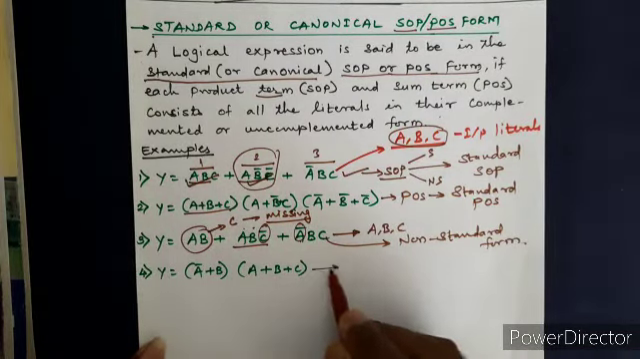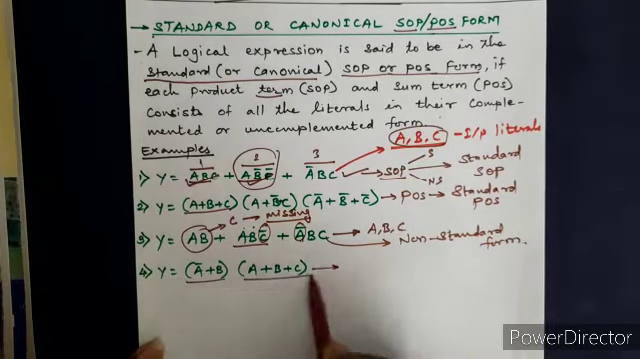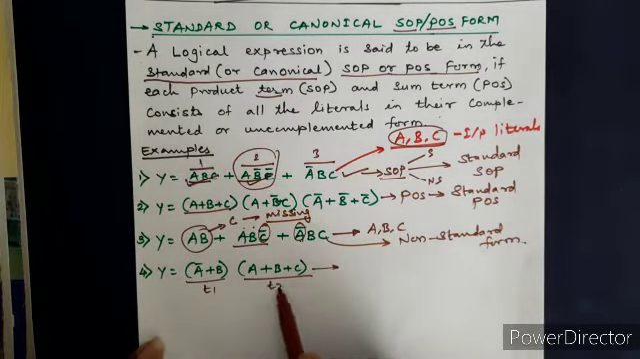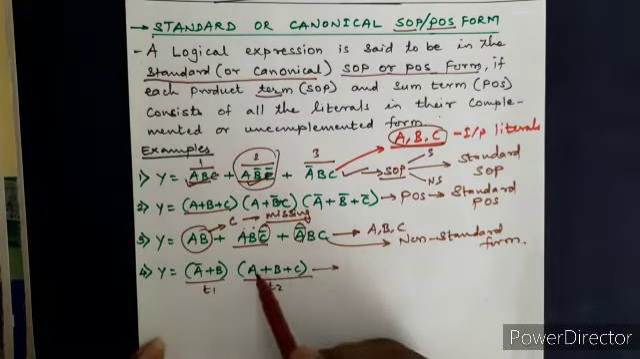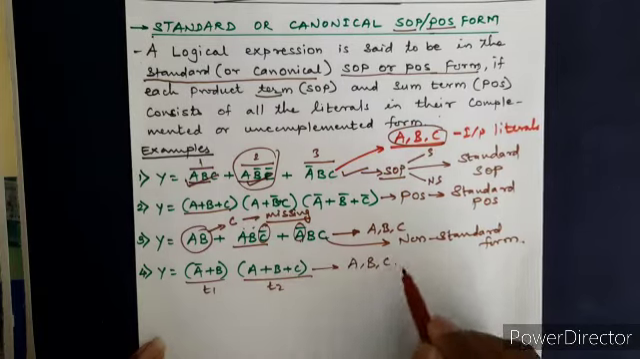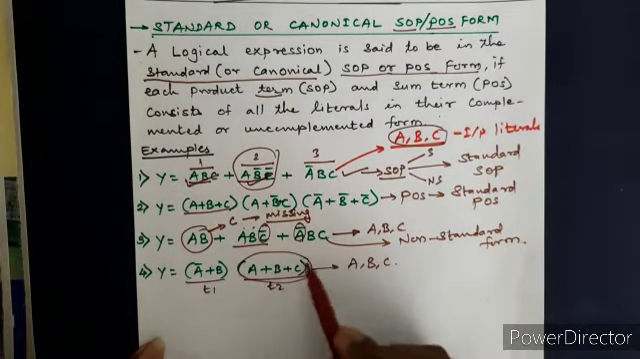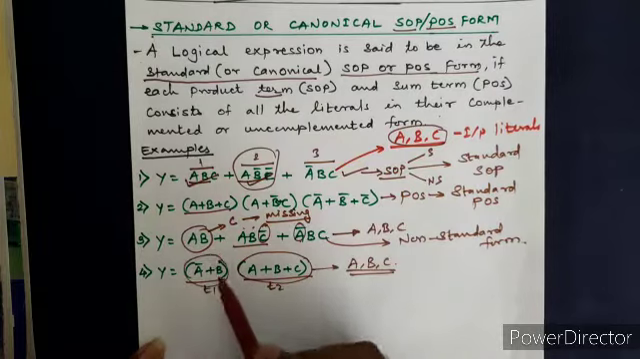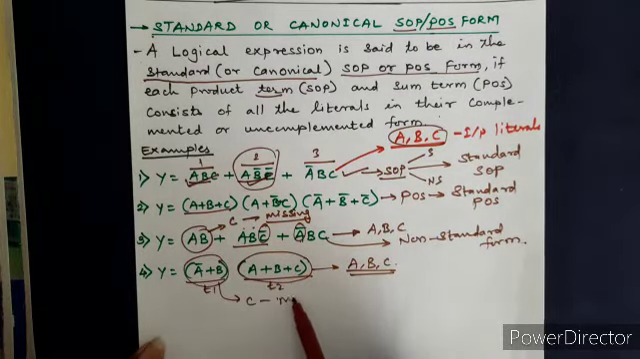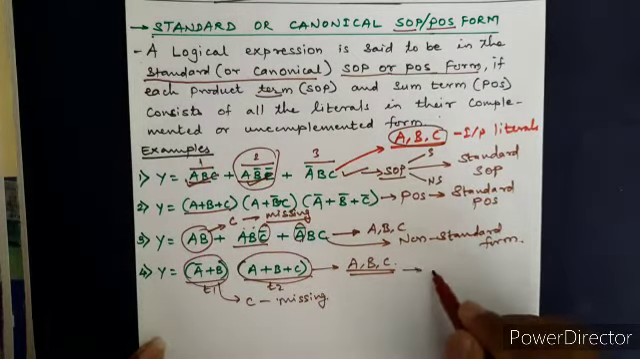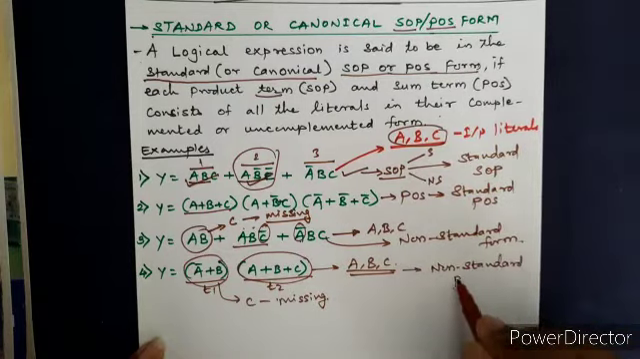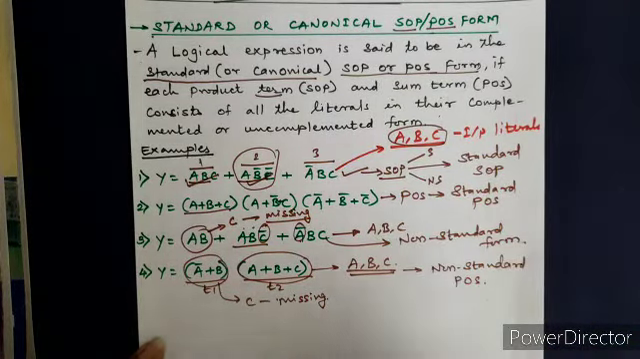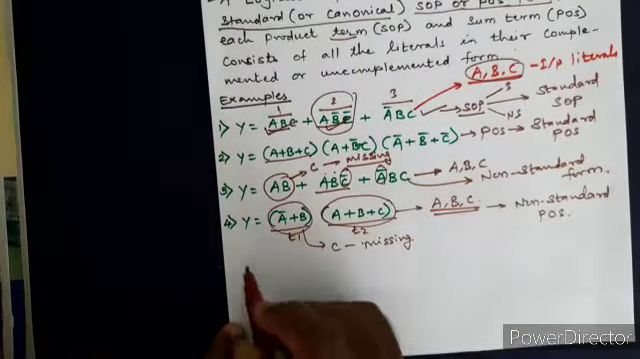Right, now consider this equation. Here we have two terms, term 1 and second term. Here if you see, we have three literals A, B, C. This term has all the literals, but in this term again C is missing. So this equation is non-standard POS form. Right?